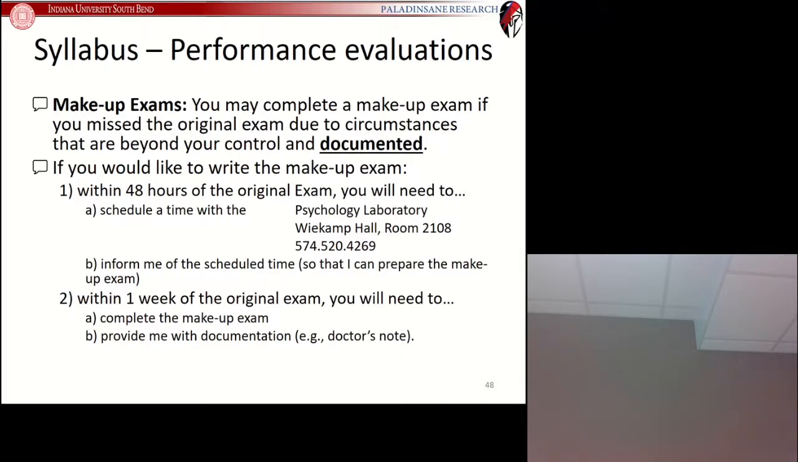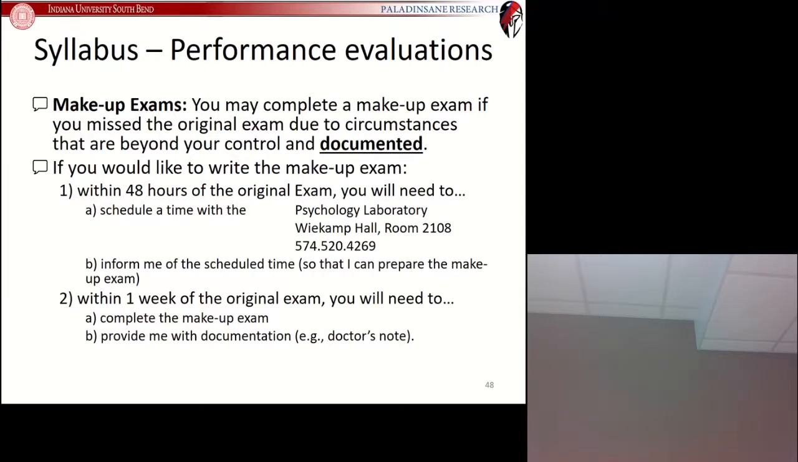So if you're sick, you need to go to either the Health and Wellness Center here or your doctor and get yourself a doctor's note. If your boss is requiring you to come in for a training session on exam day, forward me their email. If you can't take your child into your daycare, let them know and ask them to send me an email about it. I just need some sort of paper trail in order for you to be able to write the makeup.